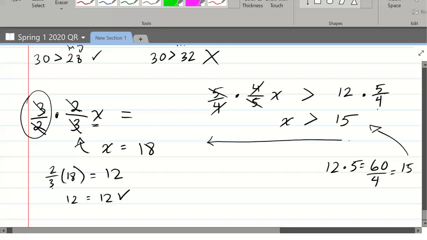If I wanted to graph that, this would be 15 in the middle, 14, 13, 16, 17. Open circle because there's no less than sign. There's no equal to sign. X is greater than. That means x has to be everything bigger than 15.